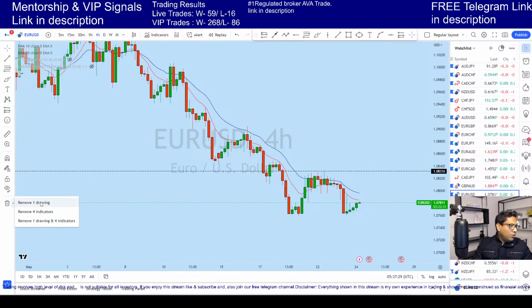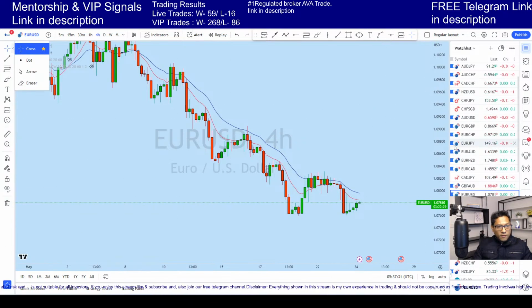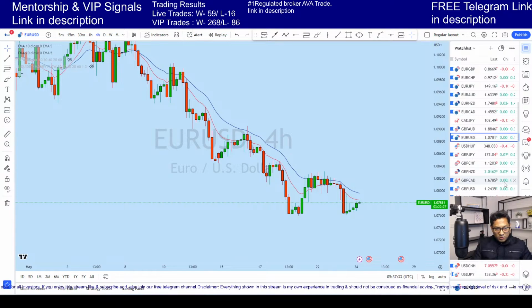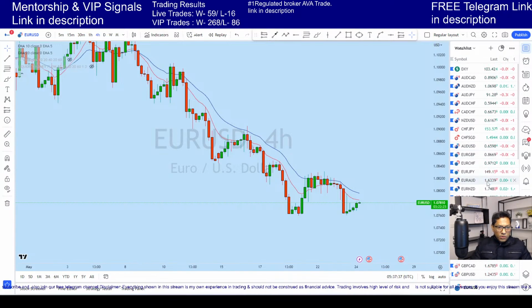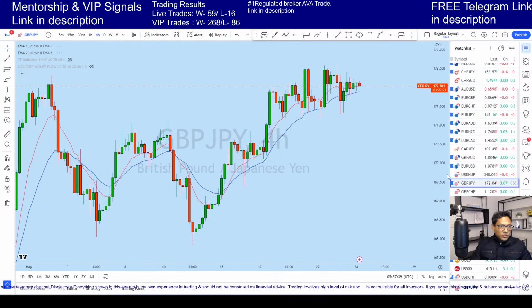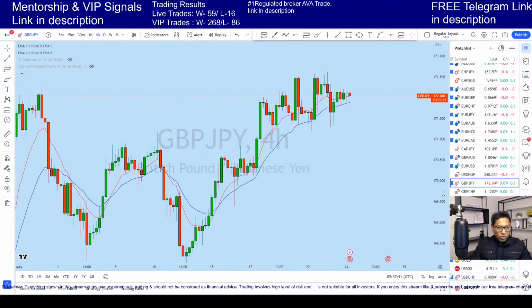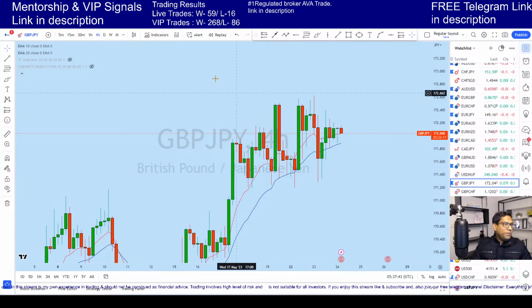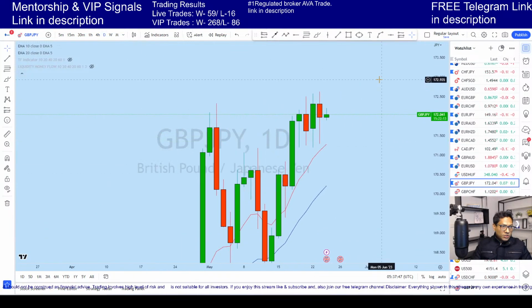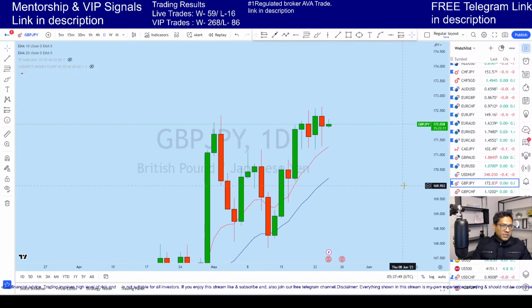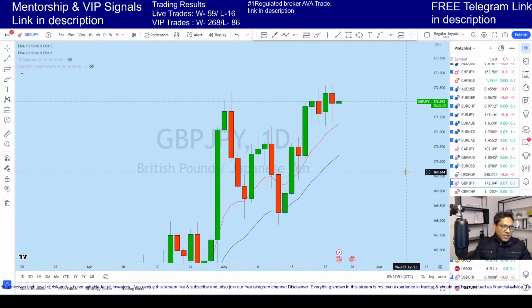First of all, I will be starting with some of the instruments that are showing direction in the market. I will be looking first at GBP/JPY and EUR/USD, and then at gold. If we look at GBP/JPY from the daily perspective, we can see that it is currently showing bullish price action.